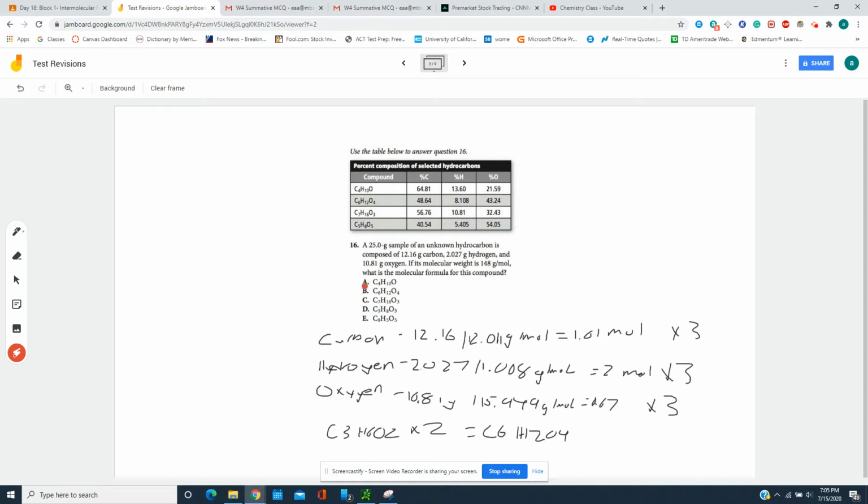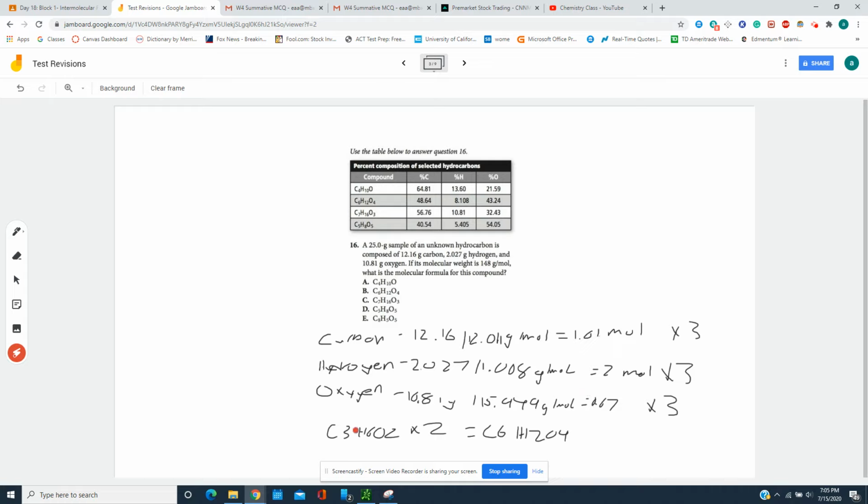A 25-gram sample of an unknown hydrocarbon is composed of 12.6 grams carbon, 2.027 grams hydrogen, and 10.81 grams oxygen. If its molecular weight is 148, what is the molecular formula of that compound? So pretty much what we would do is divide the figures here. So 12.6 you divide by its molar mass, and then you get 1. And then you would just do that for carbon, hydrogen, and oxygen. So you would get 1, 2, and 0.67.